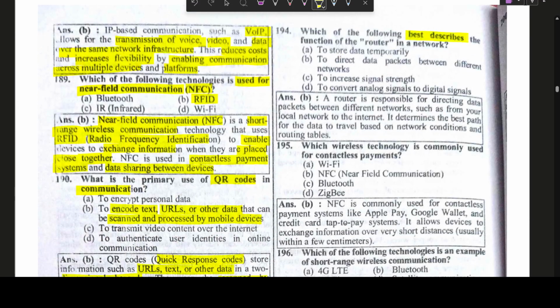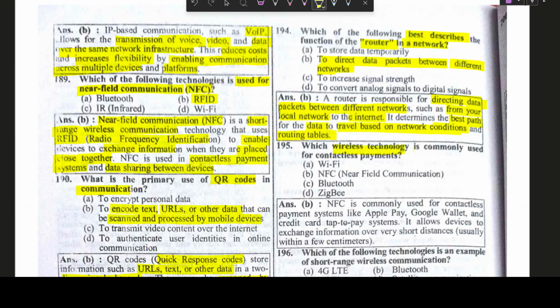Which of the following best describes the function of a router in a network? The answer is to direct data packets between different networks. A router is responsible for directing data packets between different networks, such as from your local network to the internet. It determines the best path for the data to travel based on the network conditions and routing tables.